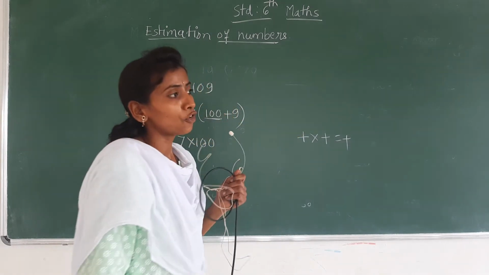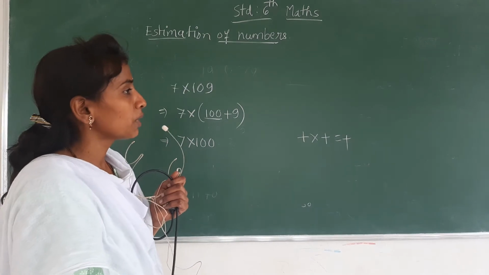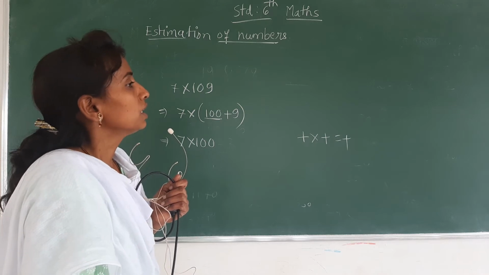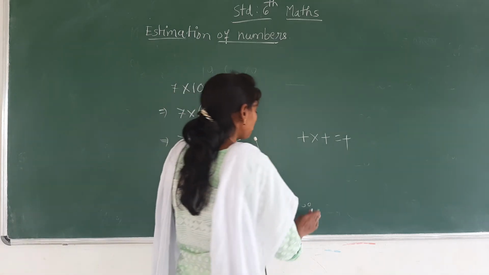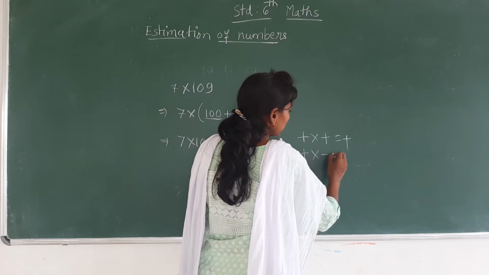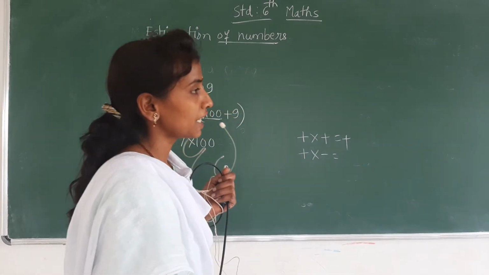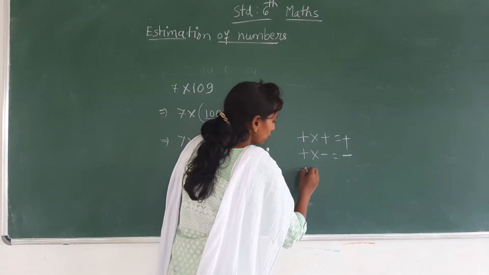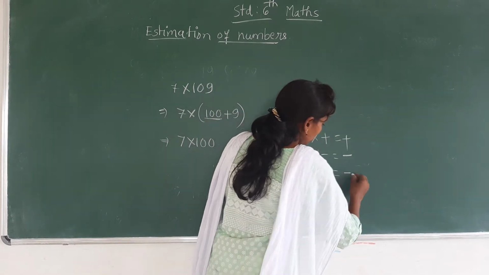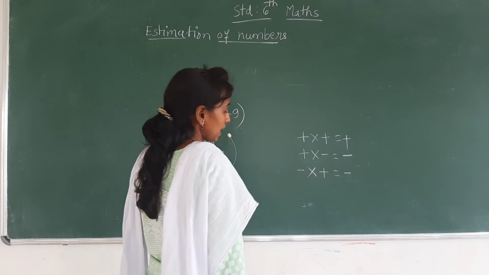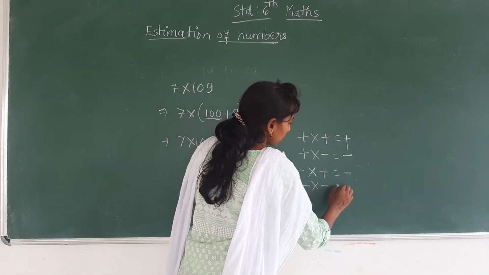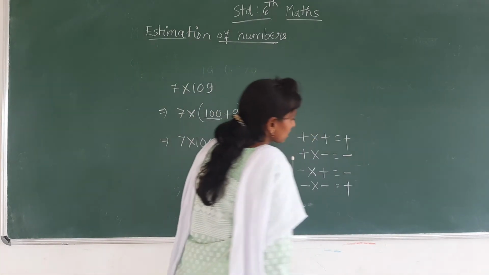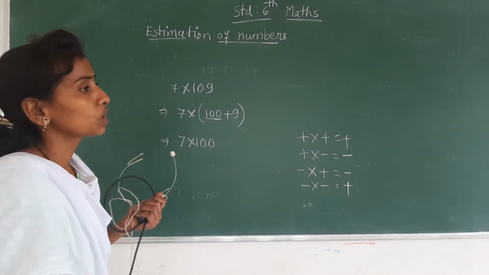There are 4 sign rules that we have to keep in mind first. The first one is plus into plus always gives plus sign only. Then plus into minus: when you are multiplying plus sign to minus sign, it will give minus sign. Again, when you are multiplying minus sign to plus sign, it will give minus sign. Last one, minus into minus: when you are multiplying minus to minus, it will give us a plus sign. These 4 sign rules we have to keep in mind.